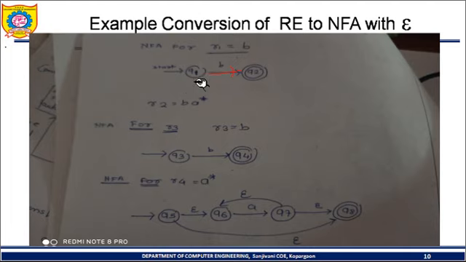Here you can change the naming convention. You can start with Q1, you can start with Q2, you can start with Q0. So this is for the first regular expression. Now for the second regular expression, R2 is equal to BA star. But further we have divided that BA star into R3 and R4, where R3 is nothing but B and R4 is nothing but A star. So R3 is equal to B.